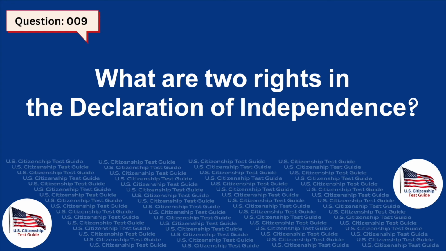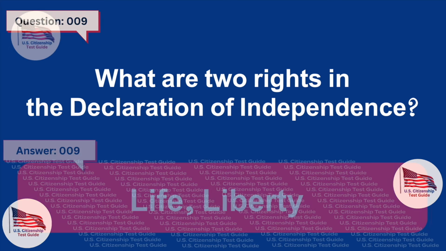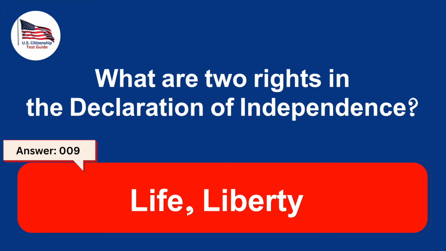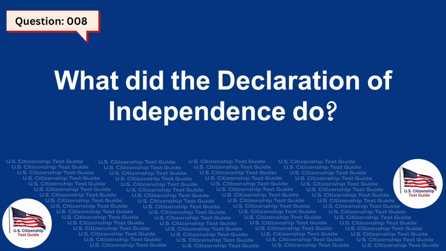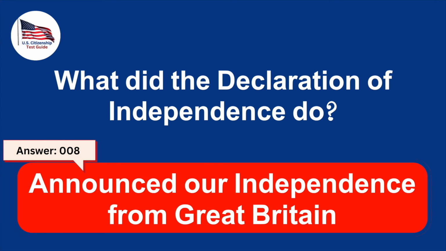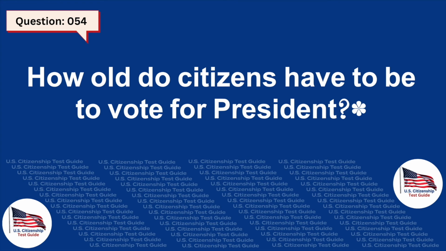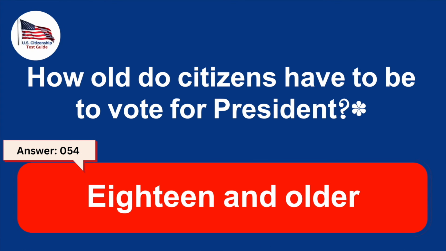What are two rights in the Declaration of Independence? Life, liberty. What did the Declaration of Independence do? Announced our independence from Great Britain. How old do citizens have to be to vote for president? 18 and older.